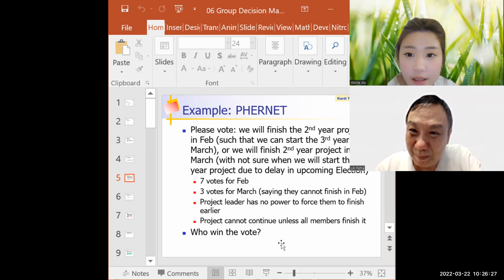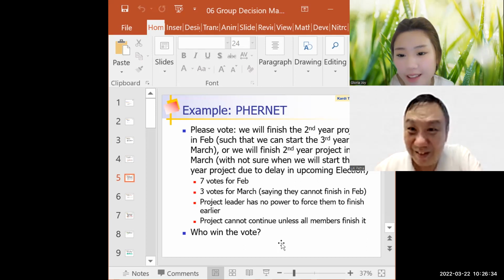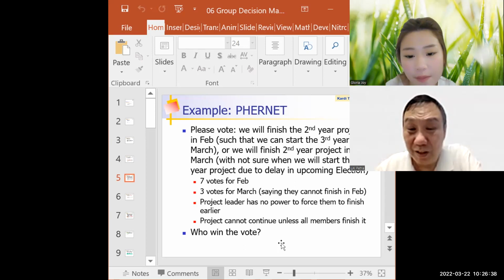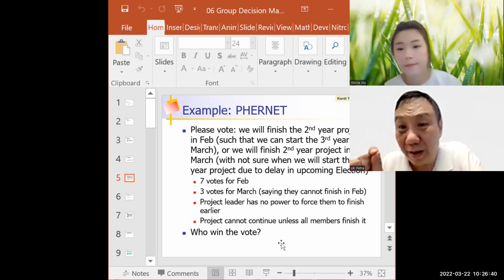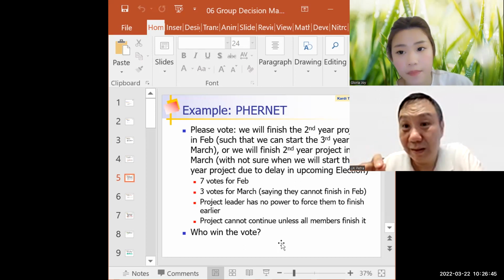I still think it's the 3, because no matter what they do, they cannot finish. So what can the 7 do now? It's exactly like the 3. So correct. So it's not the matter of vote, okay? It's the matter of power behind the vote that matters.